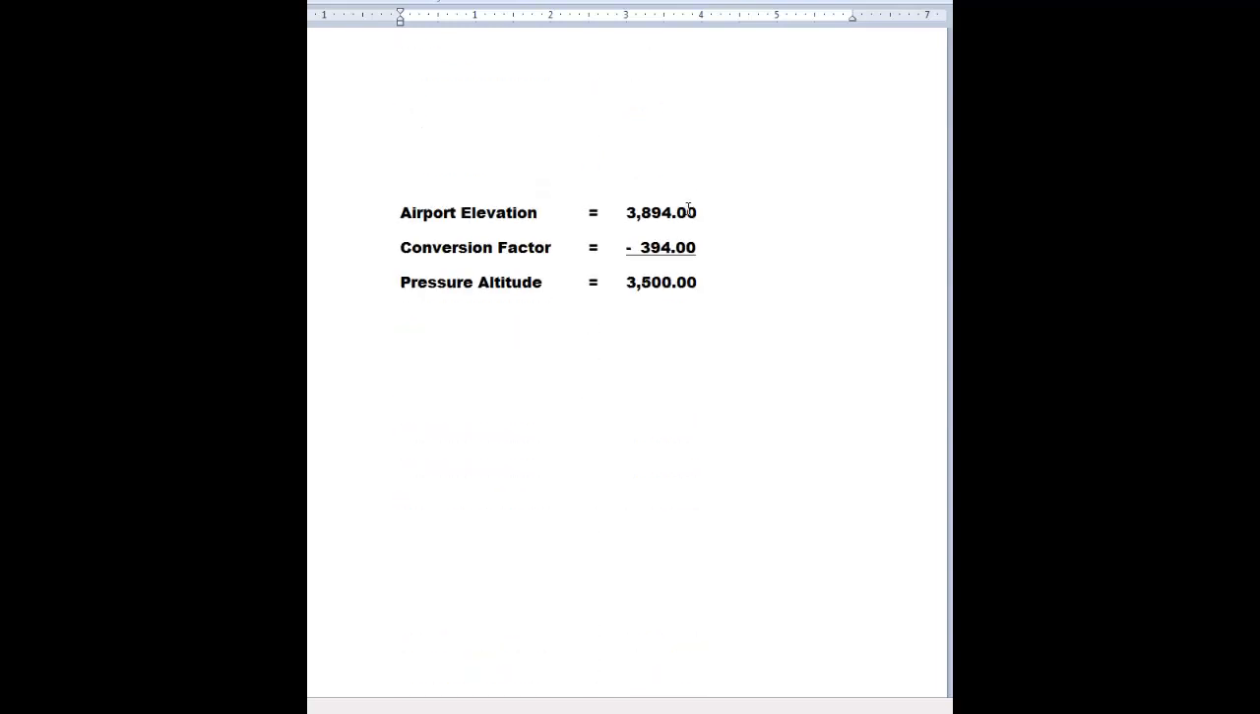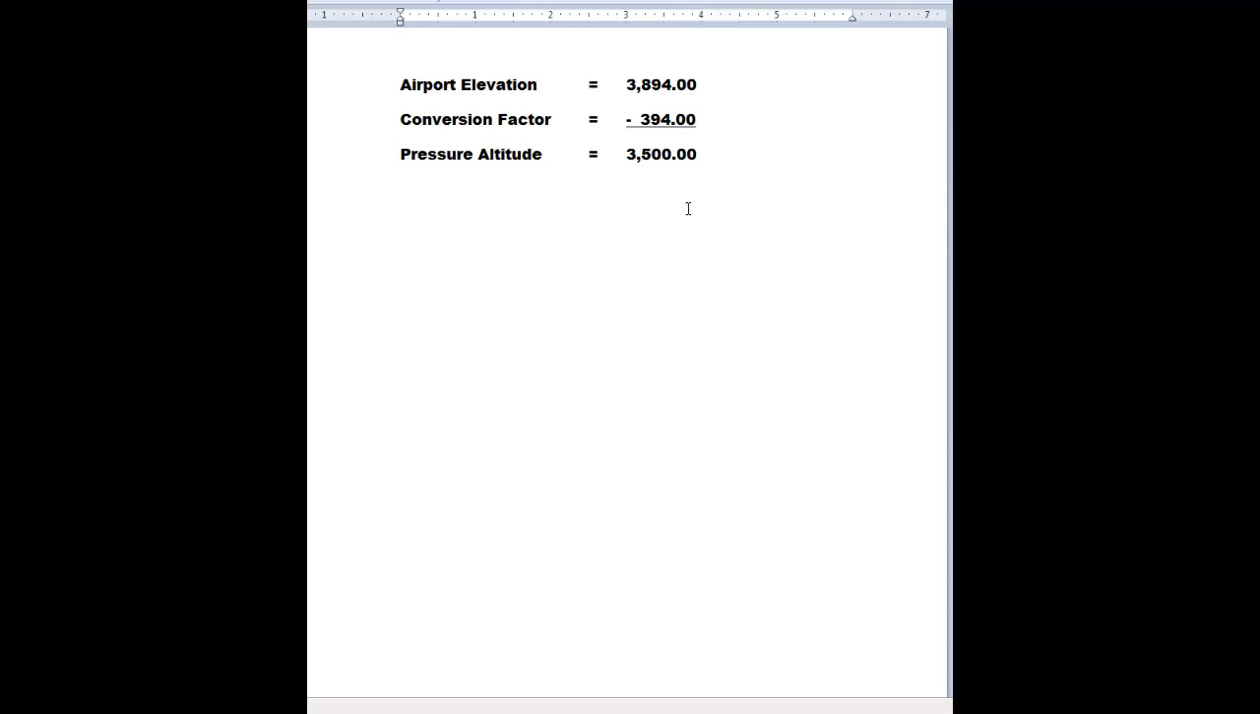Step 2 is to apply the conversion factor to our airport elevation. Our airport elevation, as you recall, was 3,894 feet. We add, or in this case subtract, because it's a negative number, our conversion factor of 394 feet, and we come up with a pressure altitude of 3,500 feet. Now be careful, because this may be one of the answers available on the test. But remember, we are looking for density altitude, not pressure altitude.